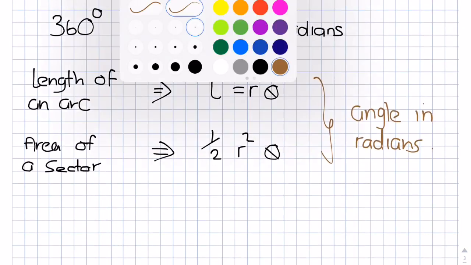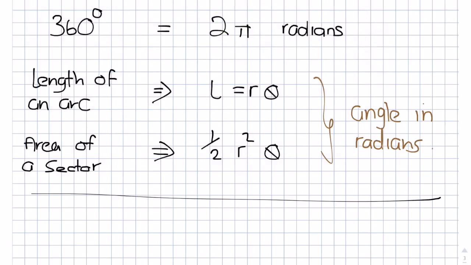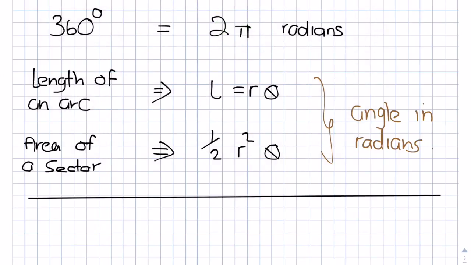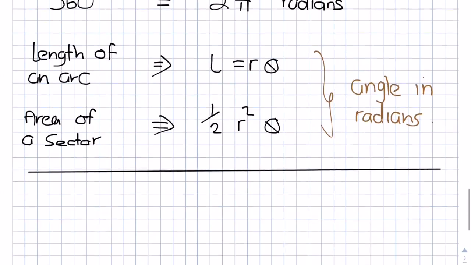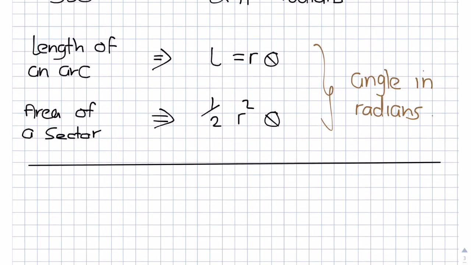So that's where we're at the minute. So if you want to see a quick example of one of these working, let's convert 2 pi over 5 radians to degrees.